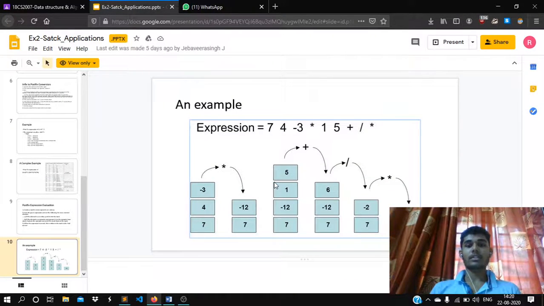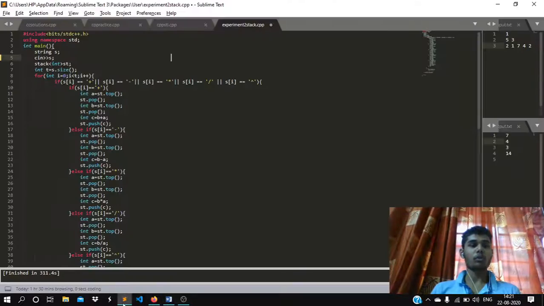and in the stack then again we encountered 1 and 5, then we encountered plus, then we add 5 and 1, and push it back as 6. Then we got divide, so we divide minus 12 by 6, we get minus 2. Then finally we get the multiplication operator, then we multiply and output the final answer, that is minus 14. So we will see how our code works.